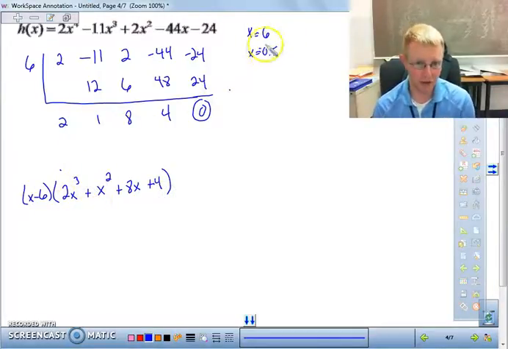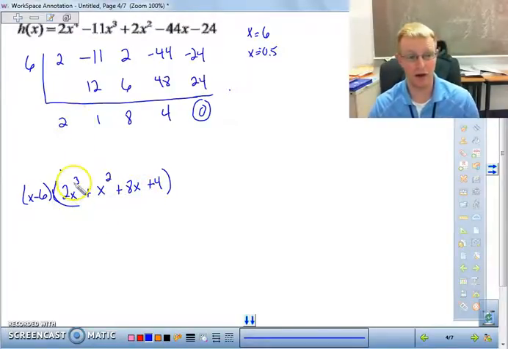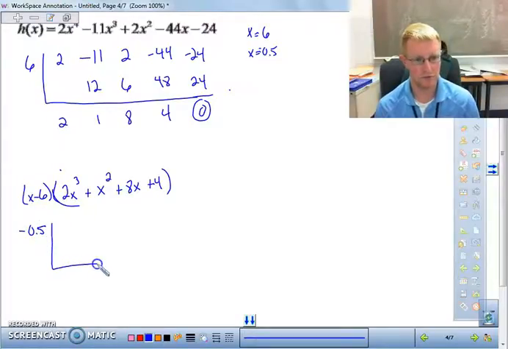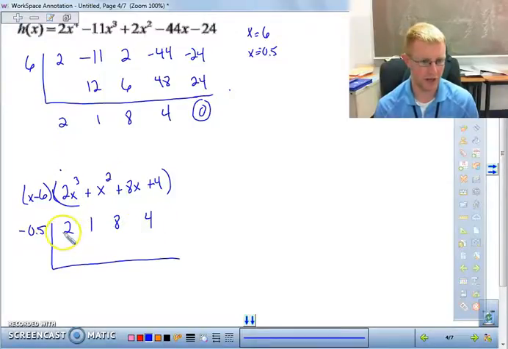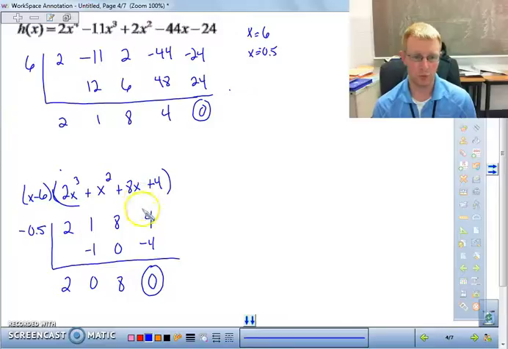Now what we're going to do is we're not going to use negative 0.5 with this up here. We're now going to use negative 0.5 with what's left over, because the only way for us to break it down to a quadratic is for us to use the second zero on the cubic function to get it down to a quadratic. So I'm going to go negative 0.5: 2, 1, 8, 4. Let's see what happens. Bring down the 2. This will be negative 1, 0, 0, 8, negative 4, 0. Perfect. We got a remainder of 0 again. So now we have determined that x equals negative 0.5 is one of our zeros.